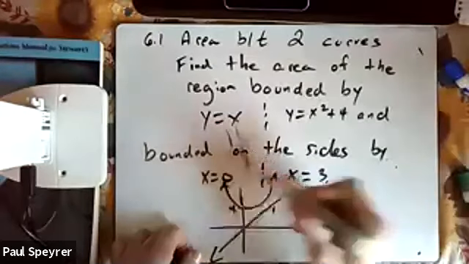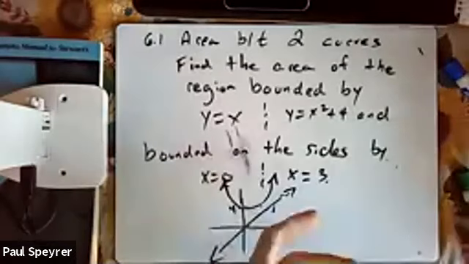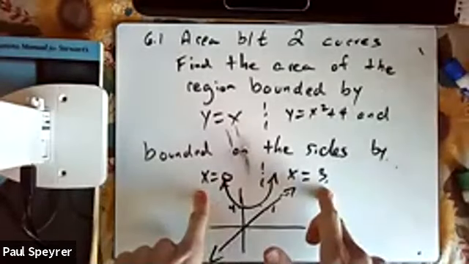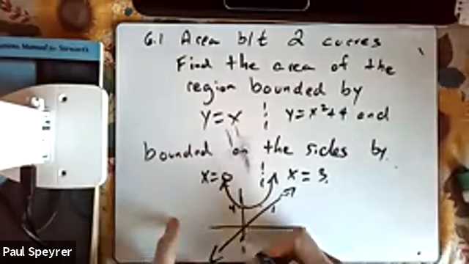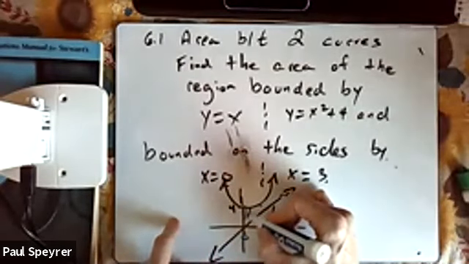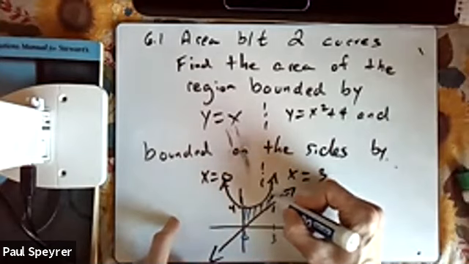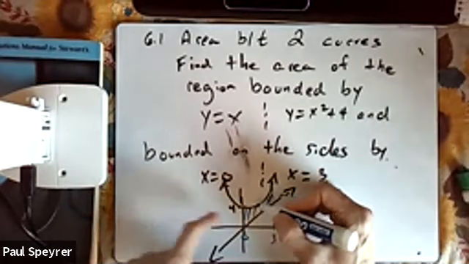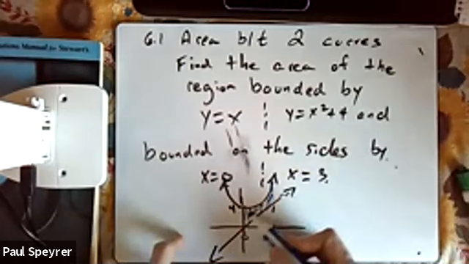They told us they want us to find the area between the curve between x equals 0 and x equals 3. So pretty much here's 0 and here's 3, right? So they pretty much wanted this stuff right here. That's what they're looking for, this blue right here.